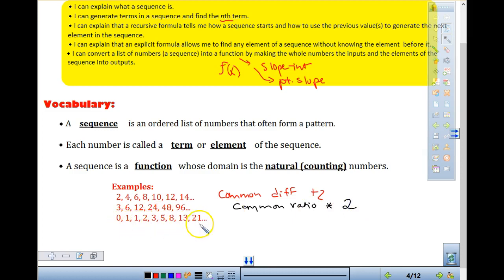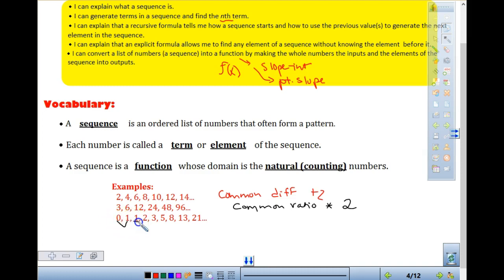And then this one, does anyone know what that sequence is? This is a special one. It even has its own name. You know what it is? Nope, it's not Pythagorean. And this one is kind of weird. It's actually called the Fibonacci sequence. It's when you add these two together to get the next one.